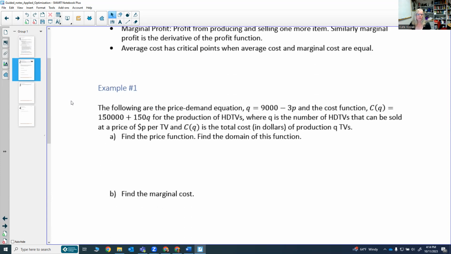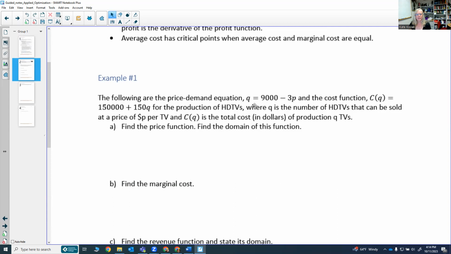So let's take an example. The following is the price-demand equation: Q is equal to 9,000 minus 3P. And the cost function C of Q is equal to 15,000 plus 150Q for the production of HD TVs, where Q is the number of HD TVs that can be sold at the price of $P per TV, and C of Q is the total cost in dollars of production of Q TVs. Find the price function and find the demand of this price function.